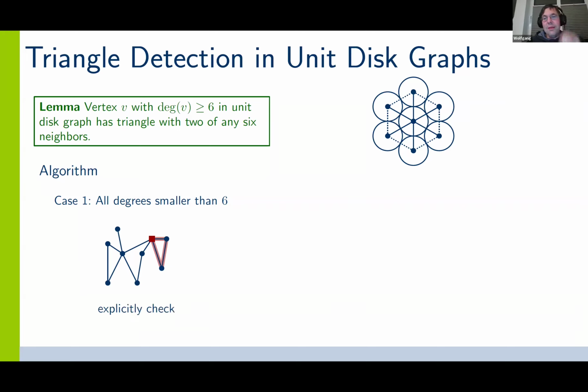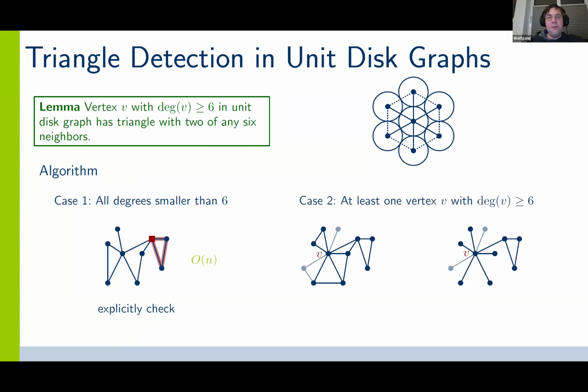Otherwise, we do have a vertex of degree at least 6. For example, here we have a vertex of degree at least 6. Now what we do is we go to this vertex and we pick 6 neighbors. Any 6 neighbors will be okay, we just pick some 6 neighbors. And then for these 6 neighbors, again, we check explicitly for each pair of neighbors whether there is an edge between them or not.